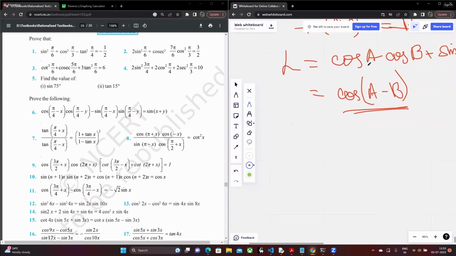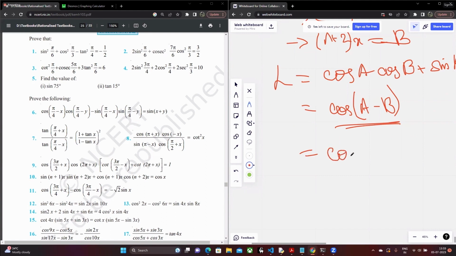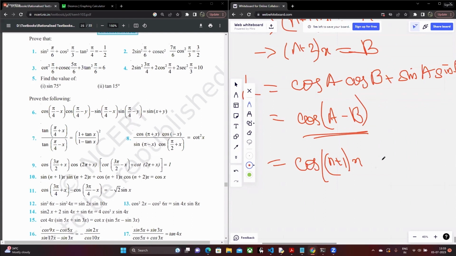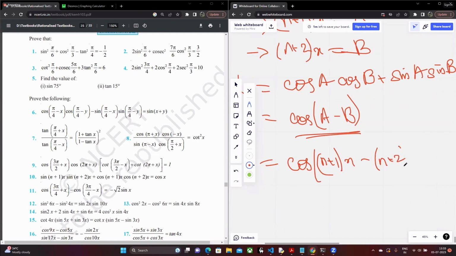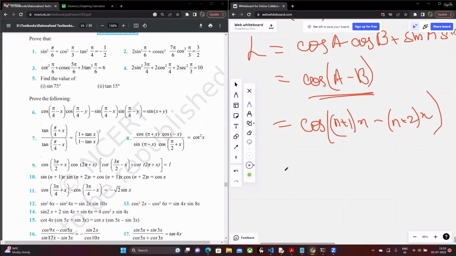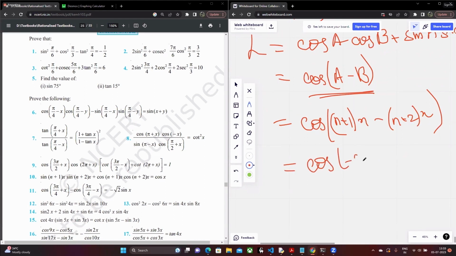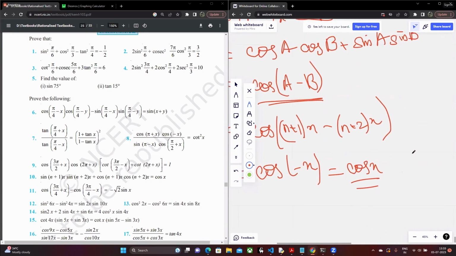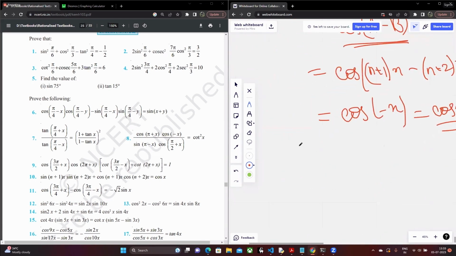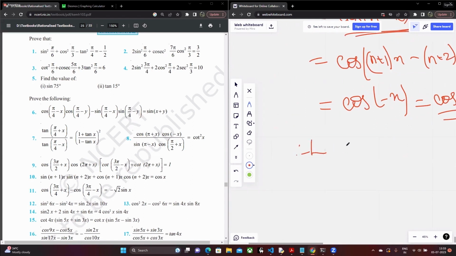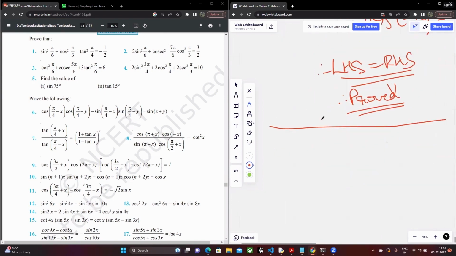Right? Back substituting a and b, this is basically cos of (n plus 1) times x minus (n plus 2) times x, right? Which is basically cos of minus x, which is equal to cos x, which is R. Therefore, I have LHS is equal to the RHS. Therefore, I have proved the statement. Cool. Question number 11.